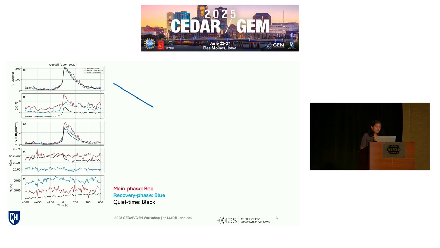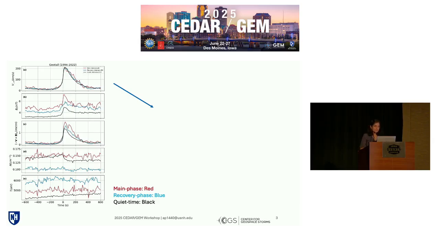The first panel is the perpendicular flow velocity. As you can see, the values of the perpendicular flow velocity are kind of similar for all the BBF intervals during storm time and quiet time. When I say quiet time, I mean non-storm time.